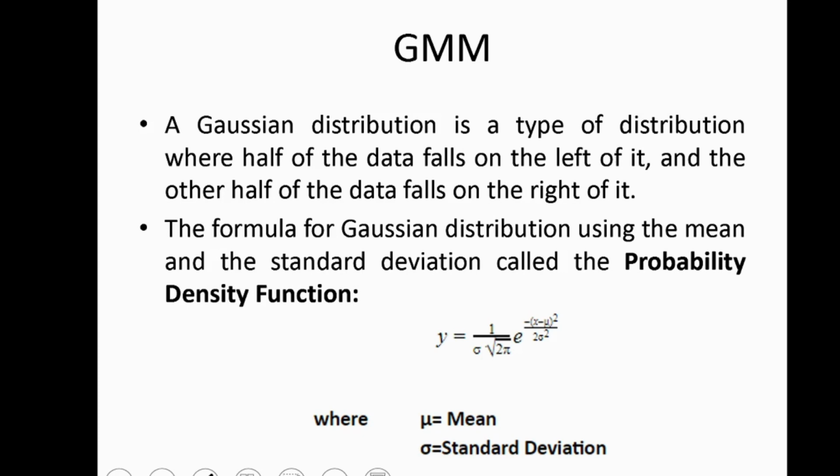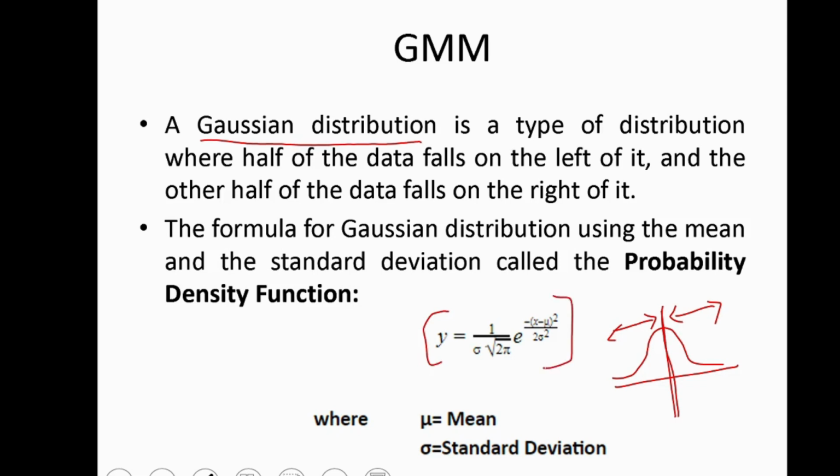We know that a Gaussian distribution is something we have already learned in maths. It is the same thing as the normal distribution, which is a bell-shaped curve, and around the y-axis it is equally divided. The area on either side is equal. This is the formula for the probability density function of a Gaussian or normal distribution, where mu stands for mean and sigma stands for standard deviation.